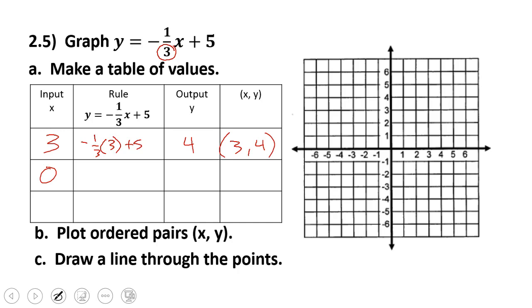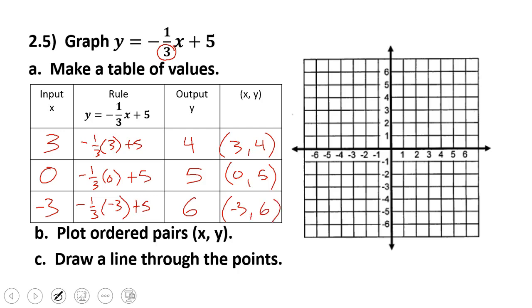Always picking 0, because it doesn't matter whether it's a fraction or not. Anything times 0 is 0. So -1/3 times 0 plus 5, well, that would give me 5. And so now my ordered pair is 0, 5. And I'm going to pick, because I want a negative, as long as my number ends up on the graph, well, that will work. So I have a -3, so -1/3 times -3 plus 5. Well, that will give me +1 plus 5, which is 6. And so now my ordered pair is -3 and 6.